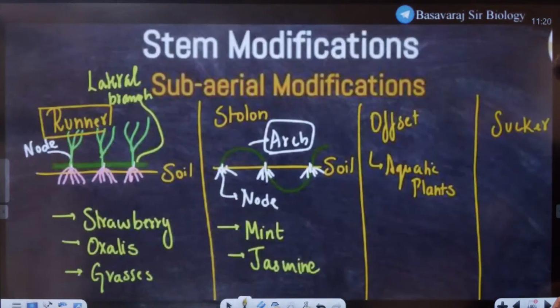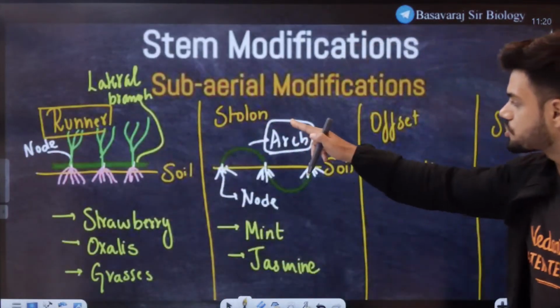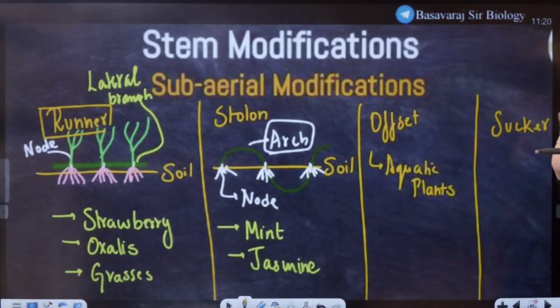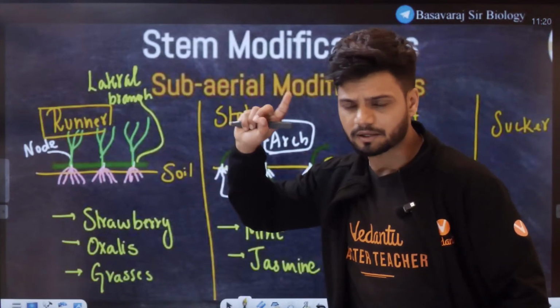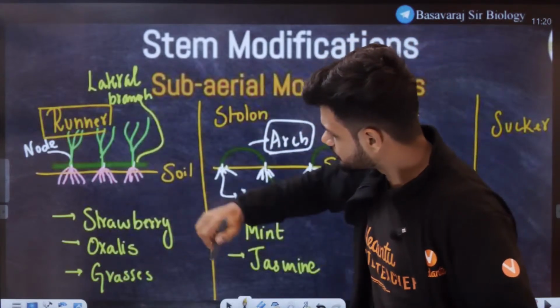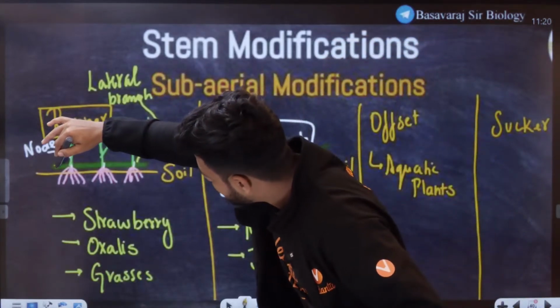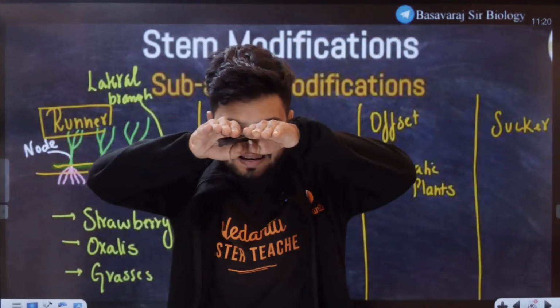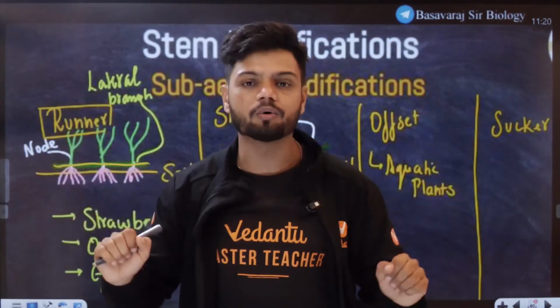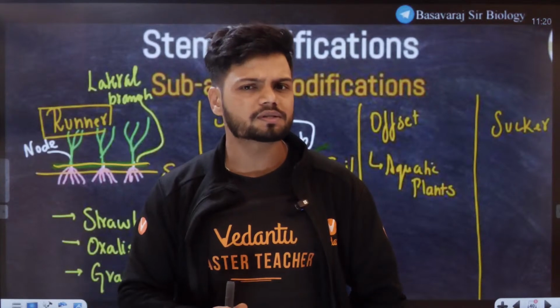Now we go to the subaerial modification. In subaerial modification, we have runner, stolon, offset, and sucker. 4 different types. Now what about runner? Understand. In the case of runner, here we will have something called a lateral branch. Can you see this? Here we will have a complete lateral branch. Now, on the branch, do we have nodes and internodes?